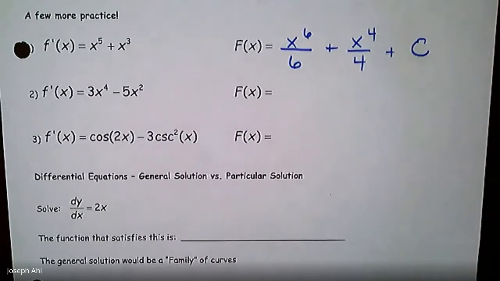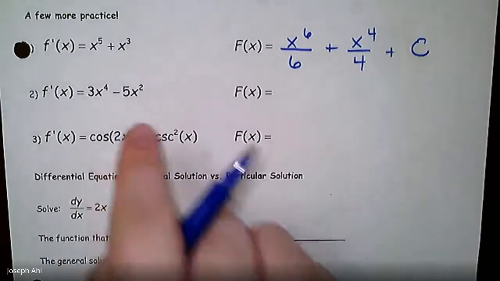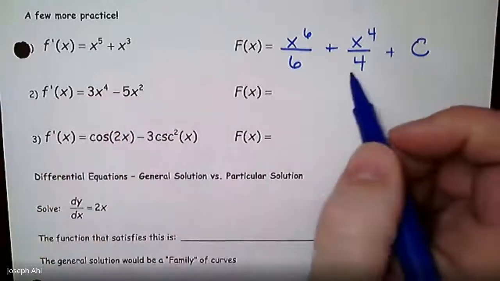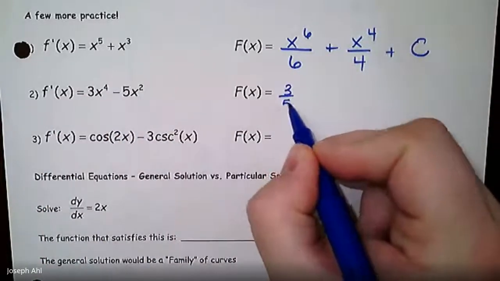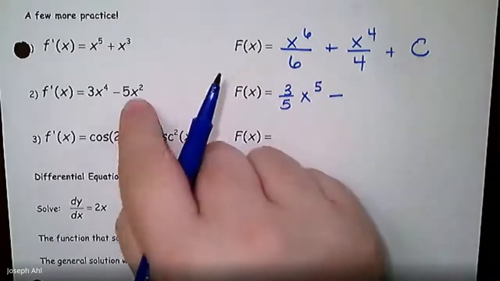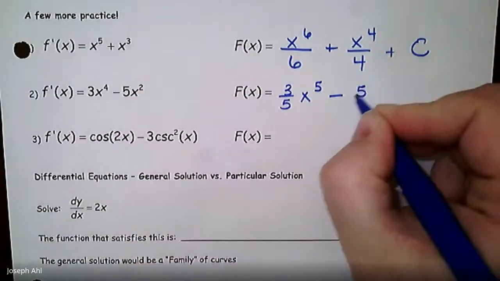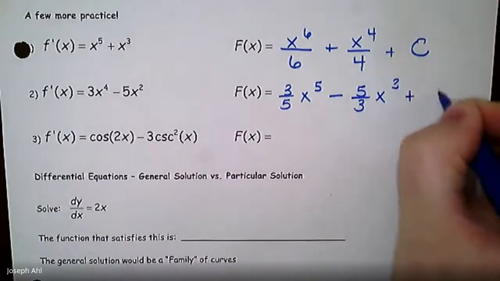We need that. Okay, so what if there's a 3 out front? Well, if I up it by 1, we get x to the 5th, and then divide by the new power. So now it's 3/5 x to the 5th. Minus, this is now x cubed when I up it by 1, so minus 5/3 x to the 3rd plus c.